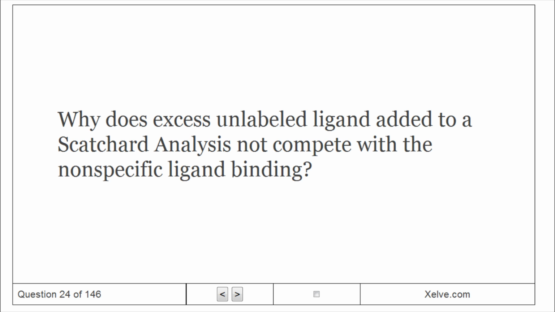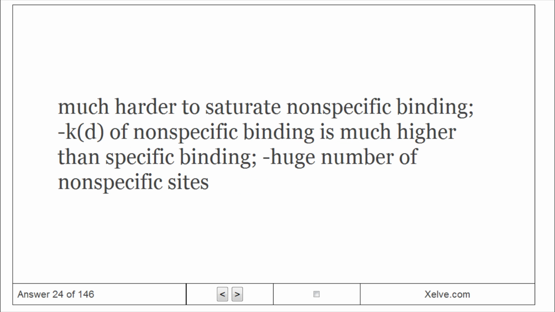Why does excess unlabeled ligand added to a Scatchard analysis not compete with the nonspecific ligand binding? It is much harder to saturate nonspecific binding. The Kd of nonspecific binding is much higher than that of specific binding. There is a huge number of nonspecific sites.